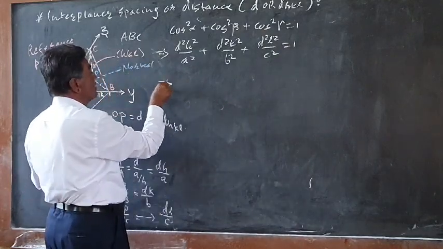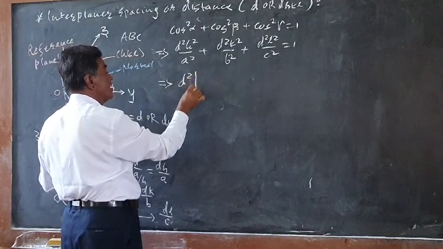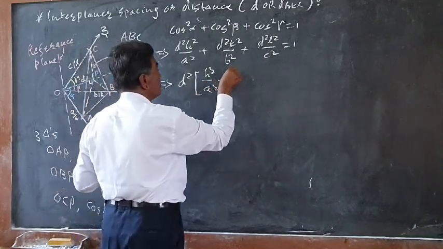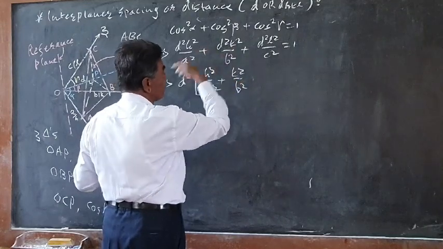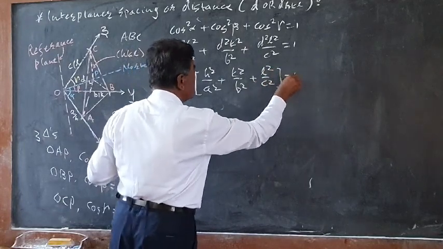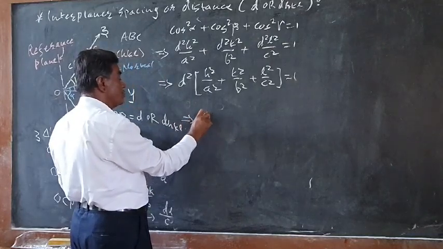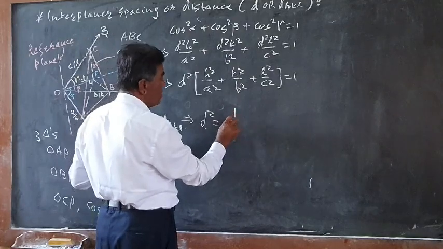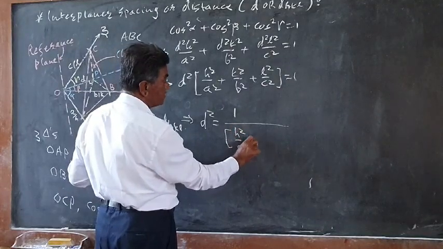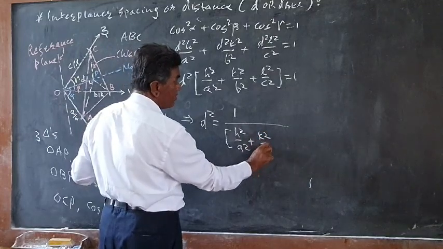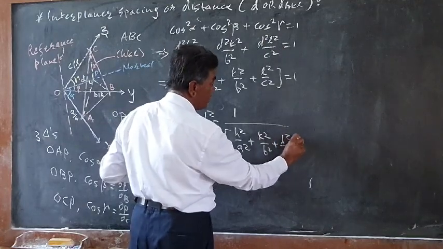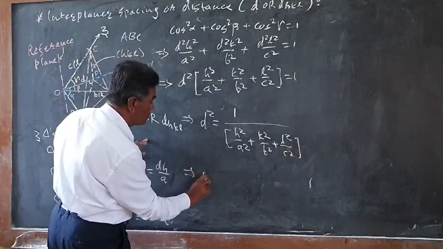Now from this equation we will take d square as common. So d square in bracket, we are getting h square divided by a square plus k square divided by b square plus l square divided by c square, and this is equal to 1. From this equation, d square will be equal to 1 divided by h square divided by a square plus k square divided by b square plus l square divided by c square.